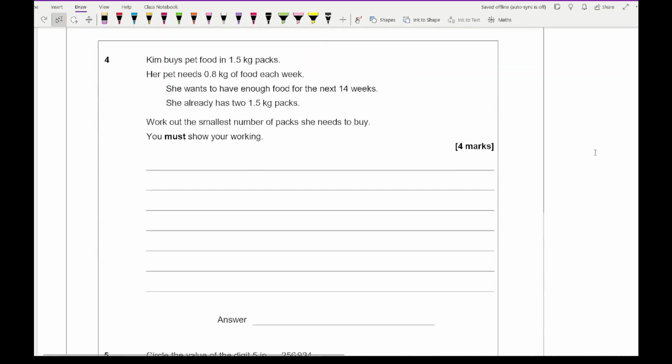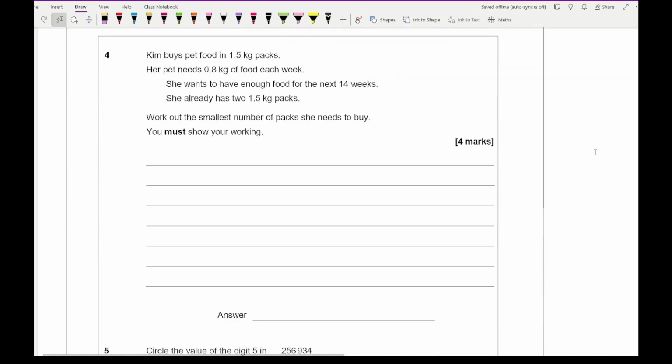Moving on to question 4, it says Kim buys pet food in 1.5 kilogram packs. Her pet food needs 0.8 kilograms of food each week. She wants to have enough food for the next 14 weeks. She already has 2 1.5 kilogram packs. Work out the smallest number of packs she needs to buy, and you must show your working out.